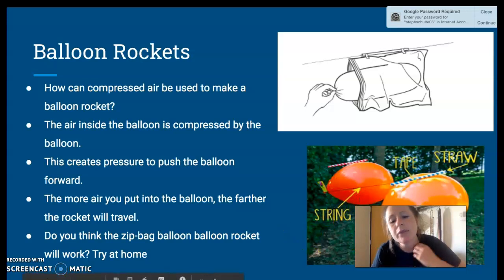Do you think the Ziploc bag balloon rocket will work? Which one do you think will work better, the Ziploc bag one or the one without the Ziploc bag? I want you to try it by yourself at home and let me know how it goes. I'm excited. So these are called balloon rockets, and we use the words compressed and pressure. So the air has pressure to move the balloon forward. Pressure moves the balloon forward.